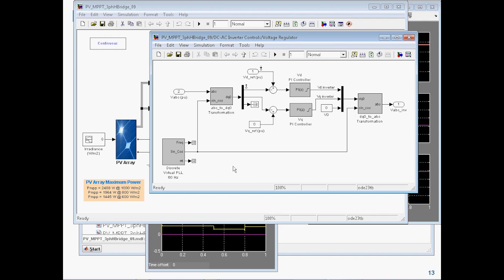I need a sinusoidal reference signal, a modulation signal, which I am generating using one of these discrete PLLs. I'm generating a 60 hertz three-phase sinusoidal. And I have two PI controllers. One is controlling the D axis, which is the active power, and one is controlling the Q axis, which is the reactive power. Both of them are PI controllers.